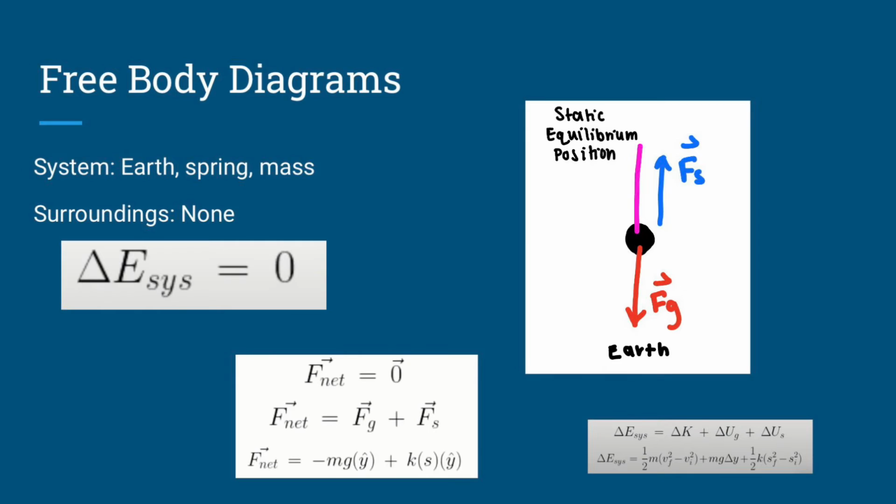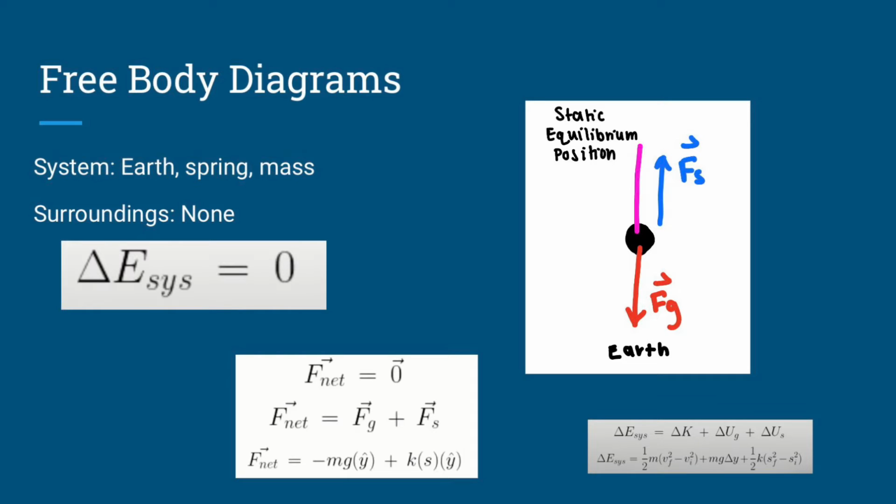In this lab, the system is the Earth, spring, and the mass. The surroundings are nothing that does work on the system, therefore the change in energy equals zero. Because the system has multiple objects, potential energies are considered, therefore the total energy of the system equals the sum of kinetic, gravitational potential energy, and spring potential energy.